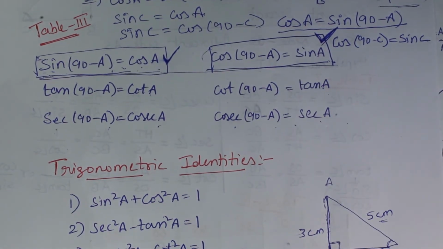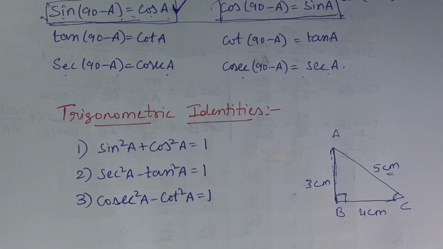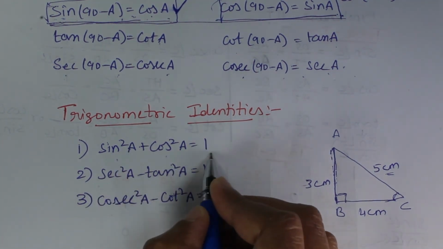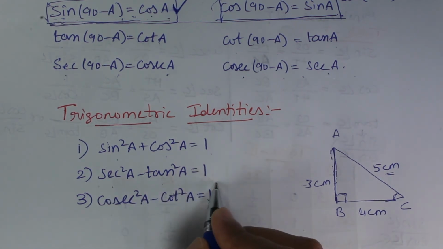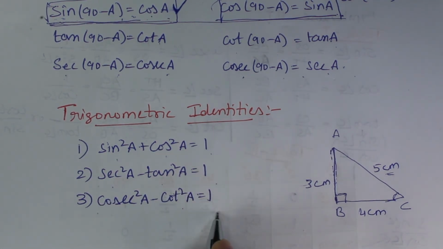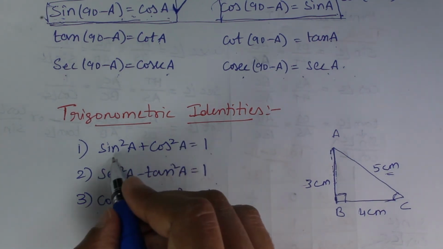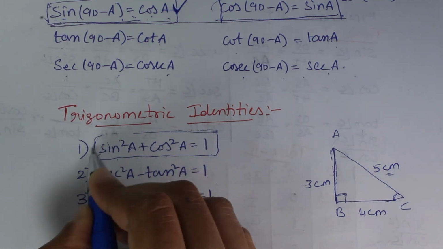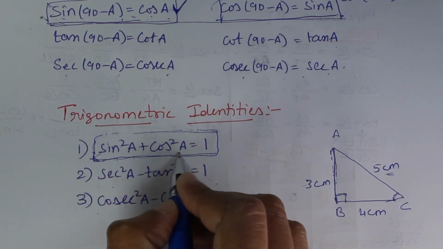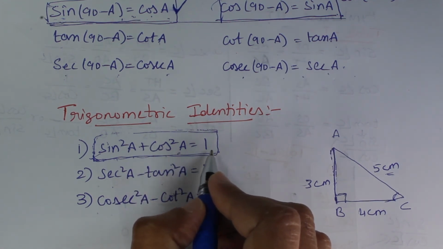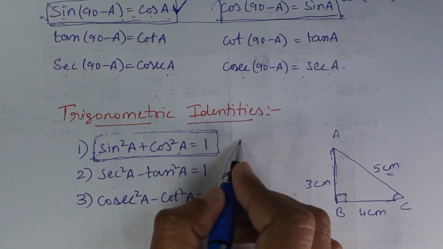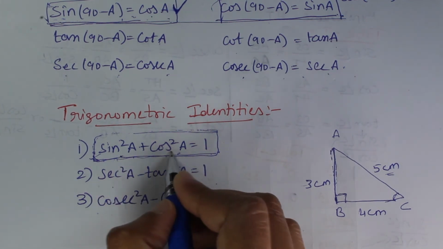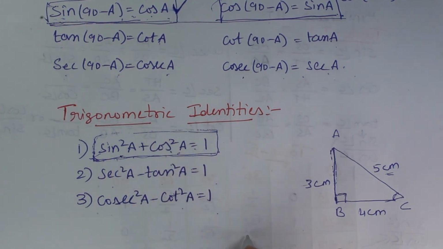The last part of this chapter is the trigonometric identities. There are three important trigonometric identities. That is sin square A plus cos square A is equal to 1. Secant square A minus tan square A is equal to 1. Cosecant square A minus cot square A is equal to 1. And these identities are applicable for any angle A. For any value of angle A, cos square A plus sin square A is equal to 1. A can be 0 or 90 degrees or 60 degrees or 30 degrees. Sin square A plus cos square A will always be 1. So you have to remember these three identities.